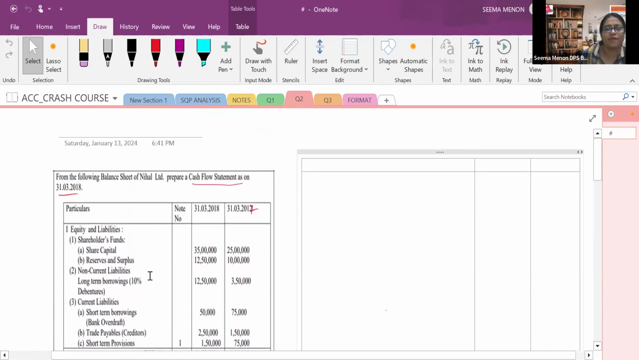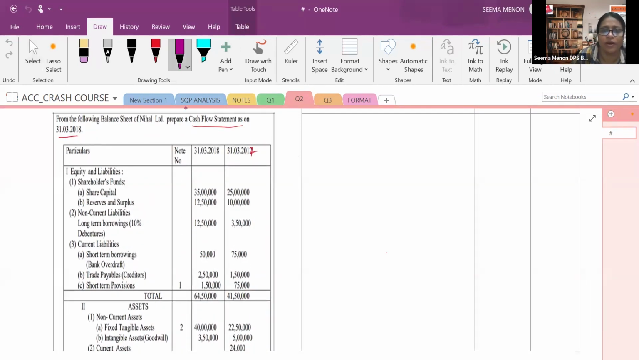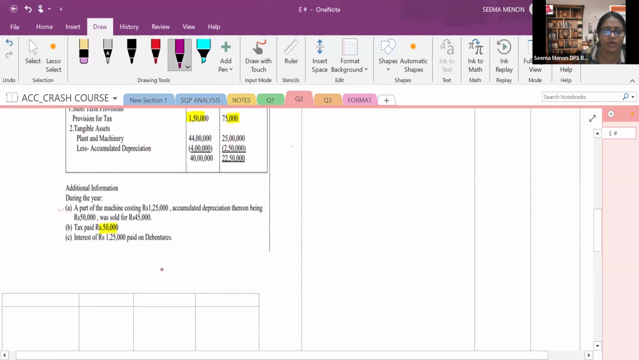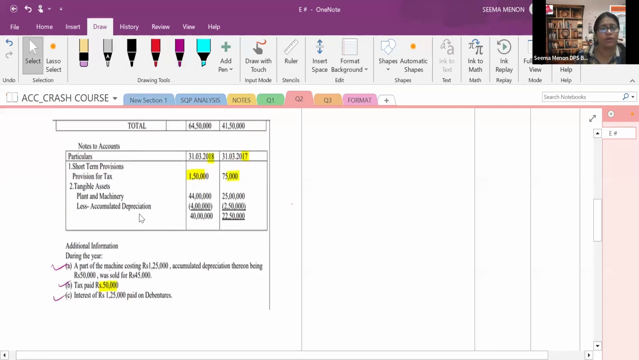Whenever we discuss cash flow statement, during your reading time, first you will read the question. How will you read the question? You will start from the adjustment. You have to read first what is to be done. Here you have to prepare a cash flow statement. Now moving into the additional information, you can see interest rupees 1,25,000 paid on debenture. Tax paid is also given, that is 50,000. A part of the machine costing rupees 1,25,000, accumulated depreciation thereon 50,000, was sold for 45,000. So when this adjustment is given, then you will understand, yes, machine sold. So it is compulsory to prepare machine account and accumulated depreciation account also.